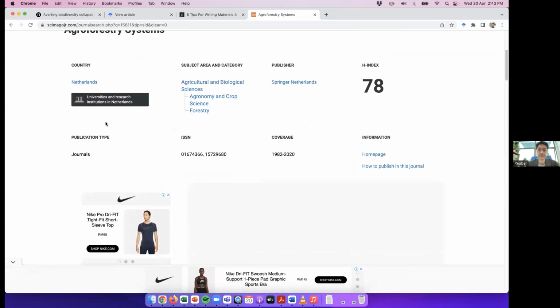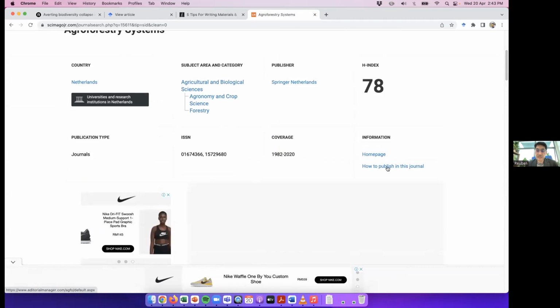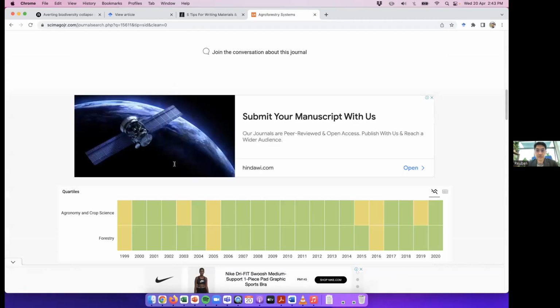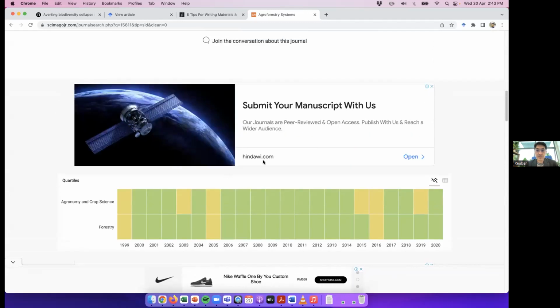What's happening here? How to publish in this journal. There's always information here. This is the scope of the journal, and it also tells you whether it is a Q1 or Q2. So when you say Q1, Q stands for quartile, sorry, not quarterly, quartile. If you're in the first quartile of journals, the top 25% of this field, it'll be a Q1 journal. That's why it's green in color.